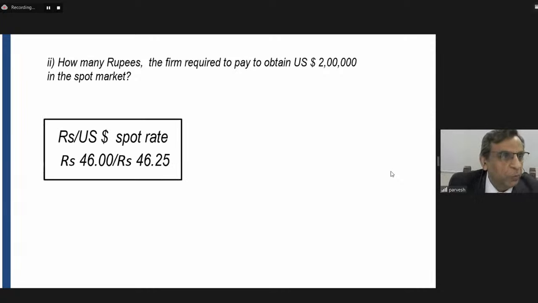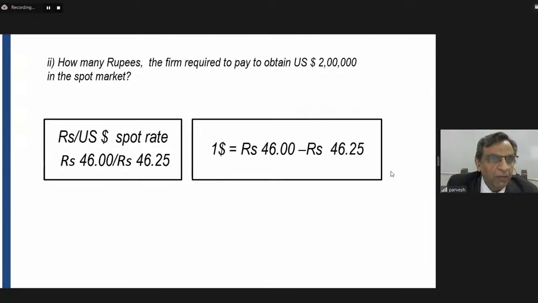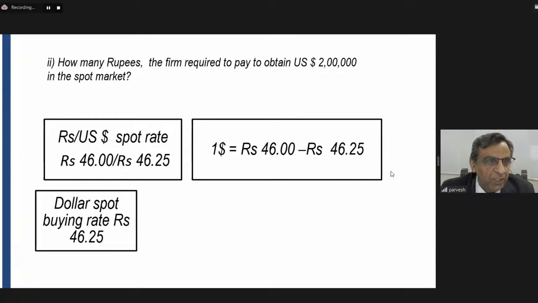So the rupees for dollar spot rate is given to you, and it can be spread like this. $1 is equal to 46 and 46.25. So bid and ask rates are given to you. And it's a pretty straightforward question because he wants to obtain $2 lakh. He wants to buy dollars. So when you want to buy dollars, we have to look at the ask rate. So the ask rate will be the important one here, and he will be buying at 46.25.